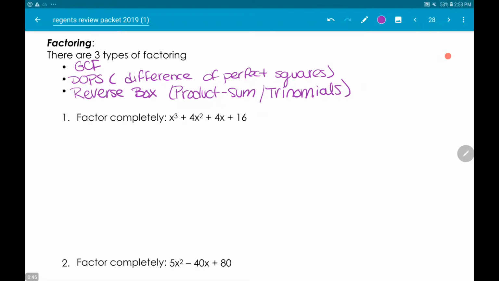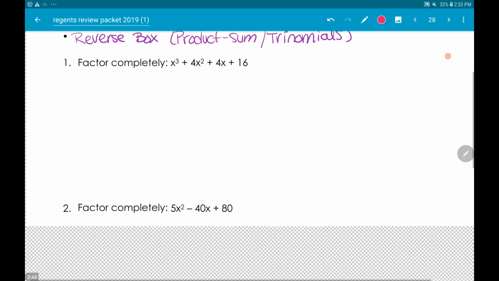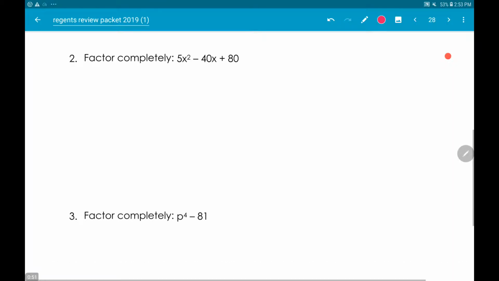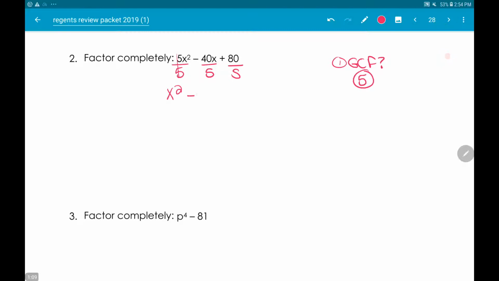Alright, so I'm going to skip example 1 for a minute and then we'll come back to it. I want to go down to example 2. When we are doing this, I want to first scan: is there a GCF? I scan these three and I see that there is a GCF. I can divide all of them by 5, so I'm going to do that first. And when I do that, I want to make sure to put my GCF on the outside.